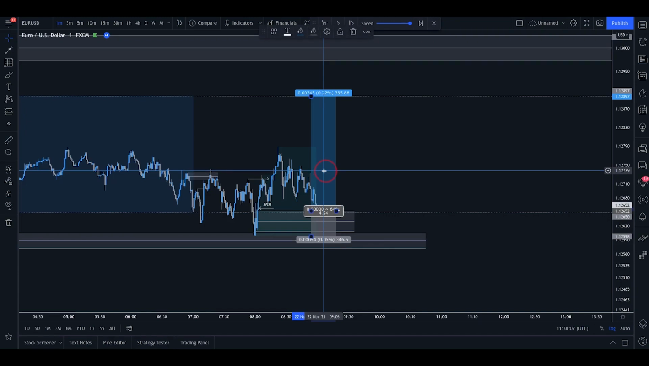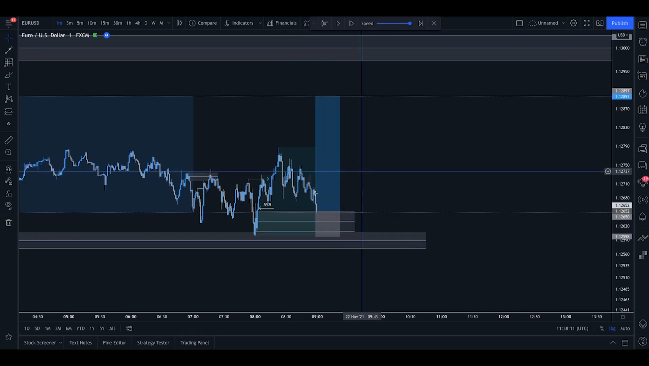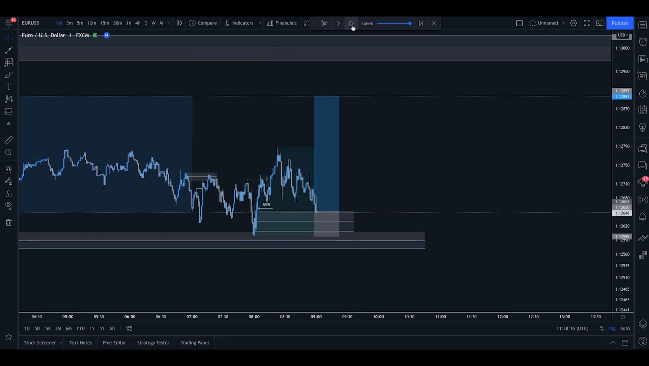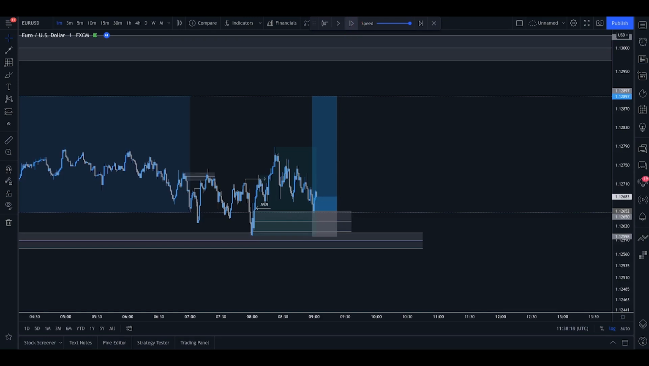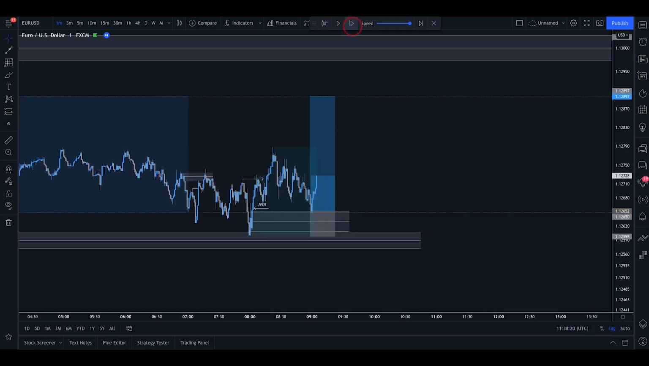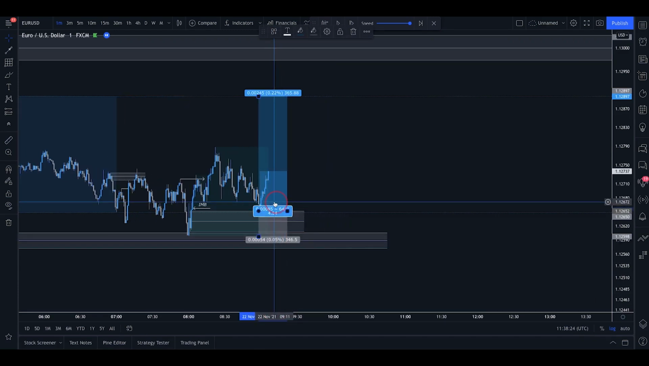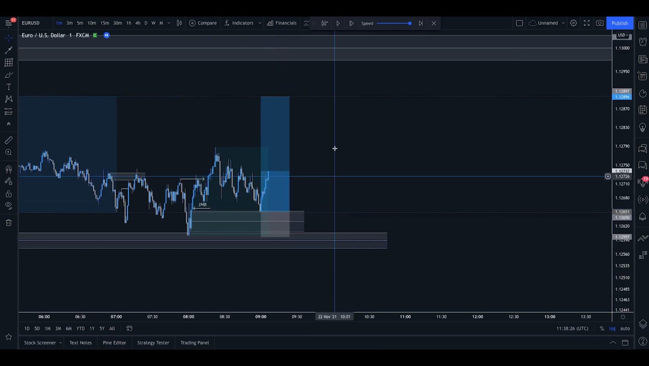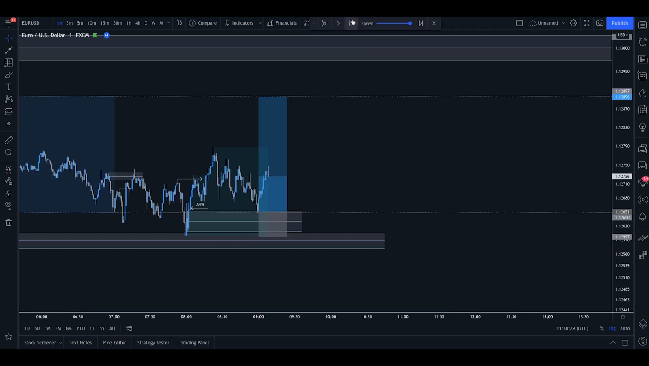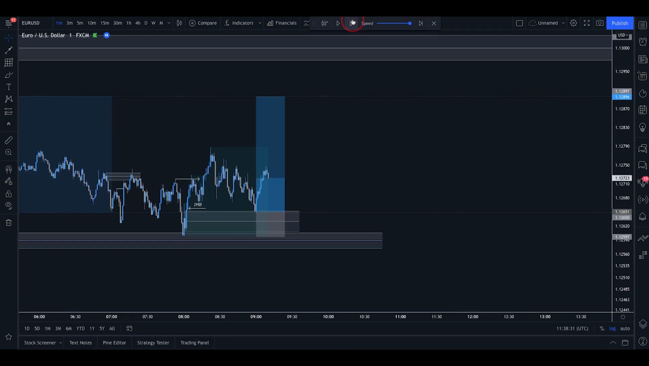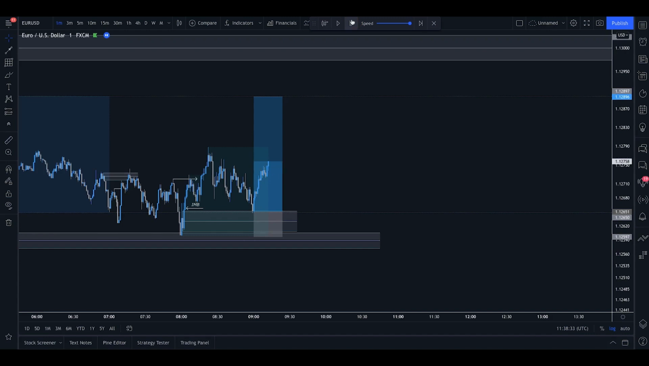We've now been tagged in on this position. Let's see if it is a winning position or if we do get stopped out, and see if this Asia sweep was valid or not. The market is starting to move in the right direction. We would like to see some structure breaks, because they would confirm the upside there. We have just about got the first structure break, nothing too significant going on there.